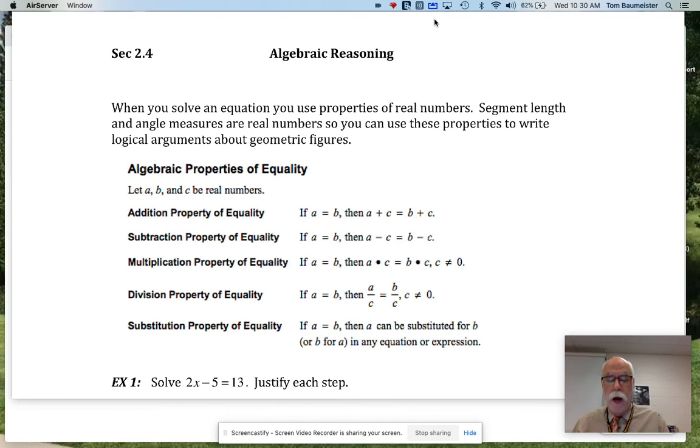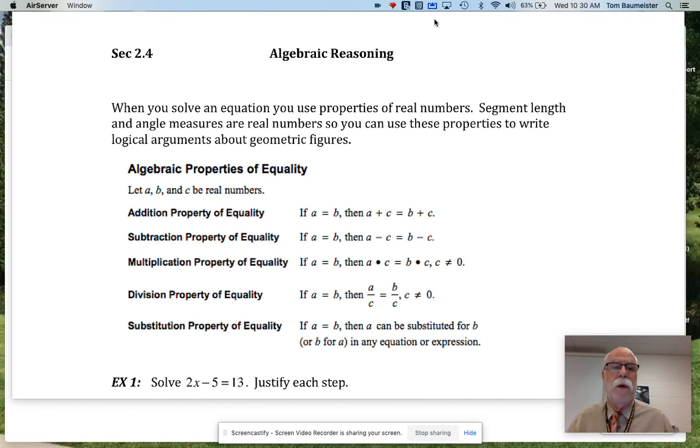Section 2.4, Algebraic Reasoning. When you solve an equation, you use properties of real numbers. Segment length and angle measures are real numbers, so we can use these properties to write logical arguments about geometric figures. Let's review these real quickly, since we have seen them before.